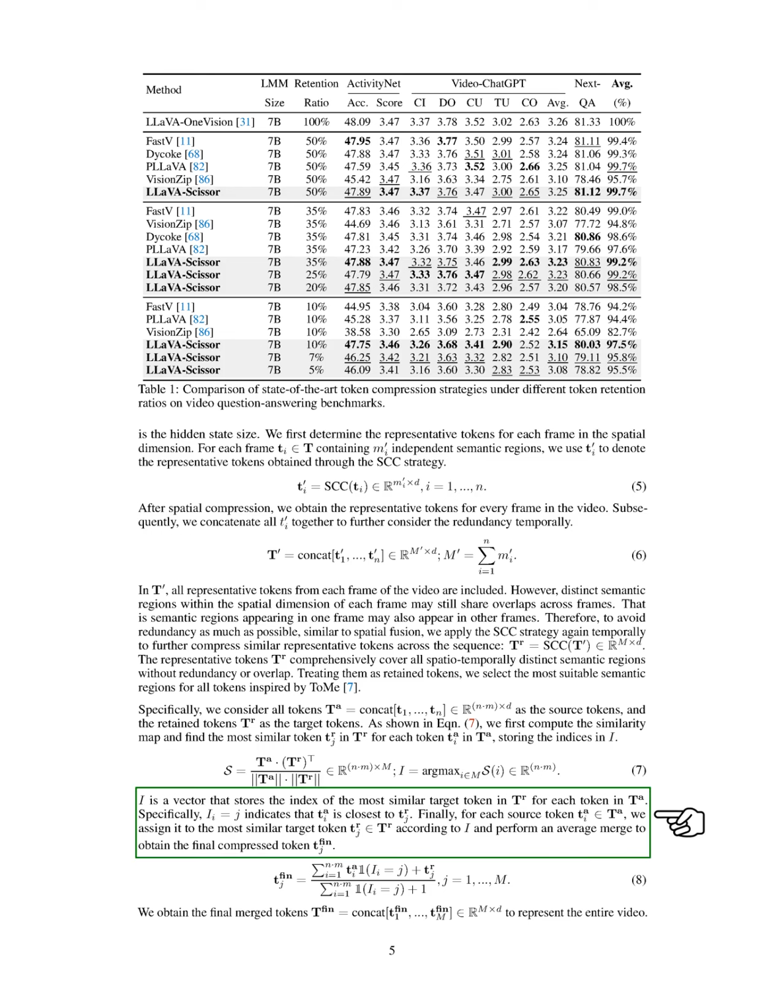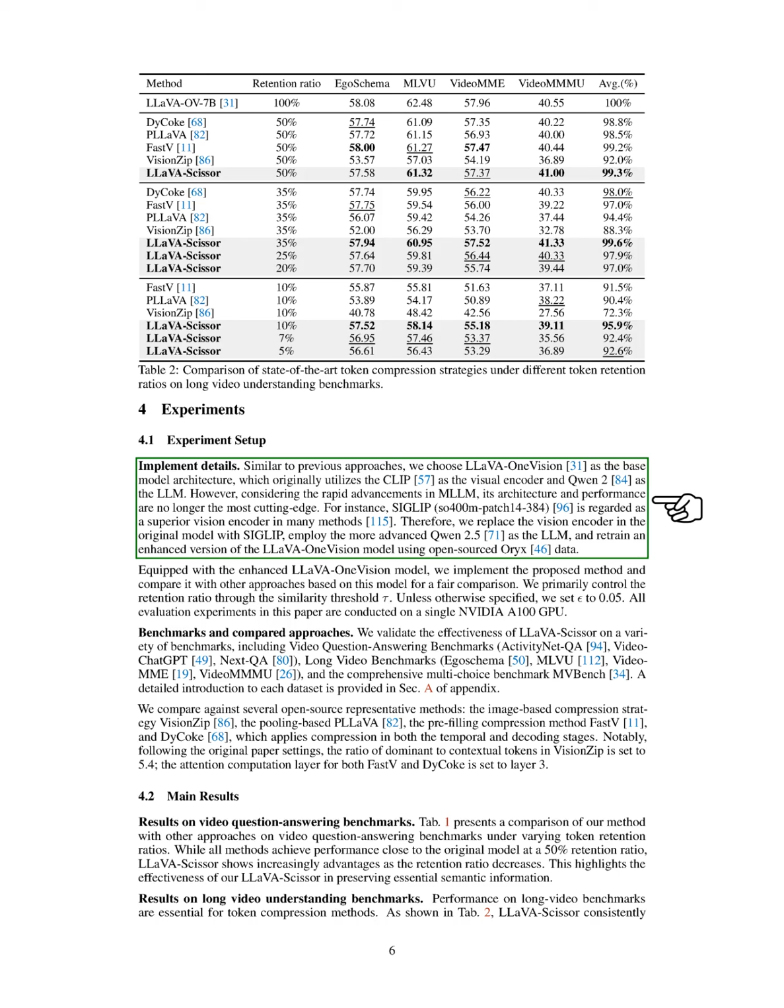Section: Experiment Setup. In this section, we outline our experiment setup and implementation details. We start with LLaVA-1 Vision as our base model, which uses CLIP for visual encoding and Qwen2 as the language model. However, due to the rapid progress in multimodal language models, we recognize that this architecture is not the most advanced anymore. We replace the visual encoder with SIGLIP, which is considered superior, and upgrade to Qwen 2.5 for the language model. We then retrain an improved version of LLaVA-1 Vision using open-source Oryx data.